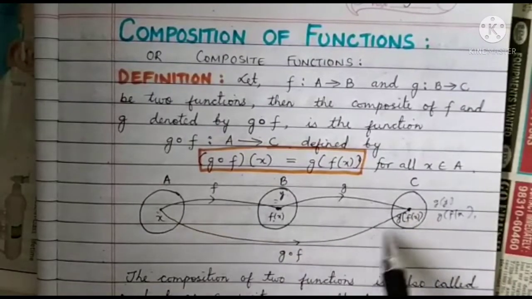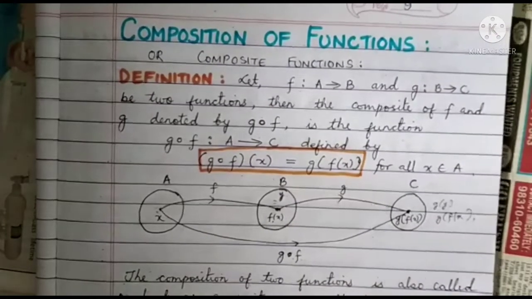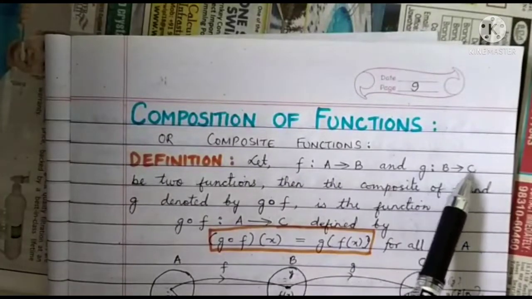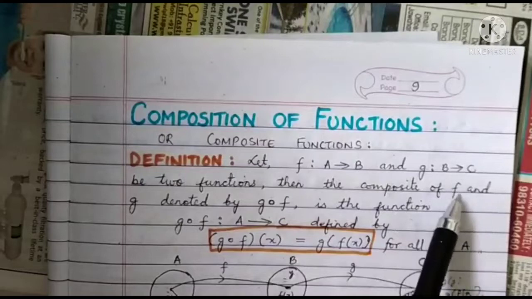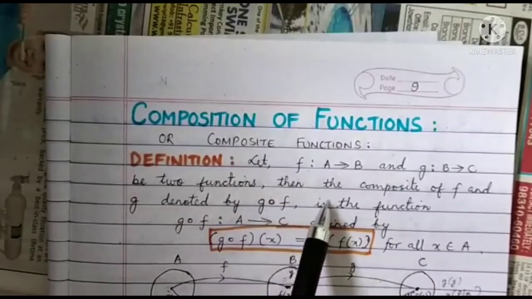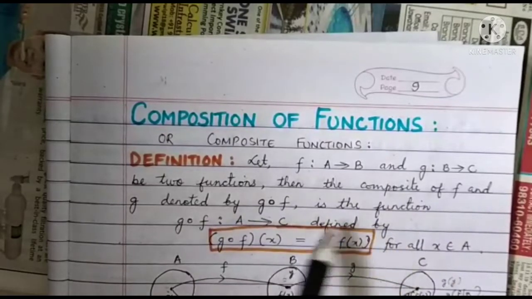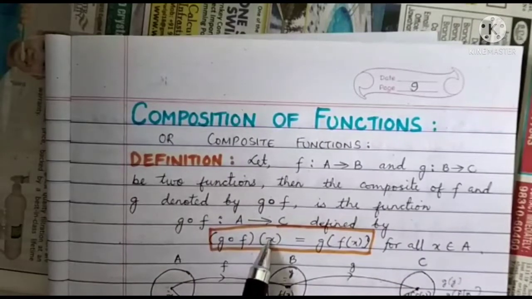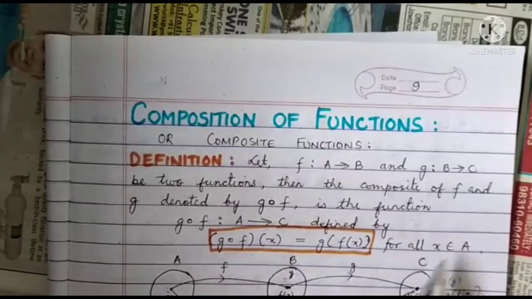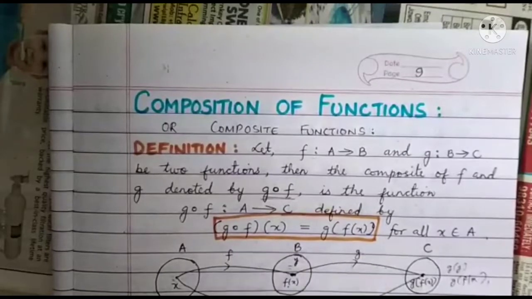Now this is called composition mapping. The sign is this small dot in between g and f. Look at the definition. Let f be a mapping from A to B and g be a mapping from B to C. Then the composite of f and g is denoted by g∘f, the function from A to C defined by (g∘f)(x) = g(f(x)) for all x belonging to A. Now this sign shows the composition of two mappings into one.